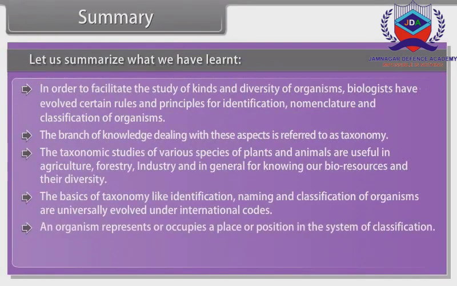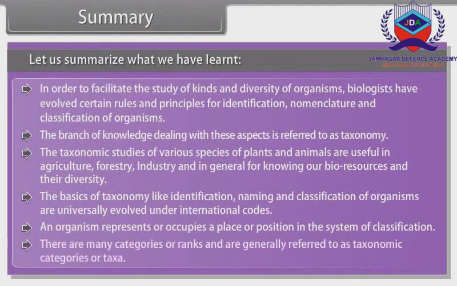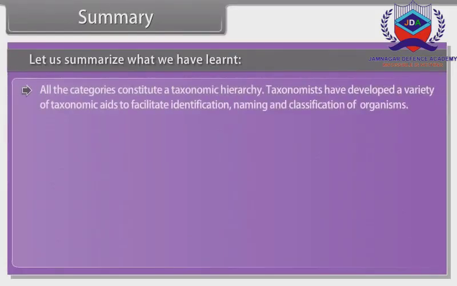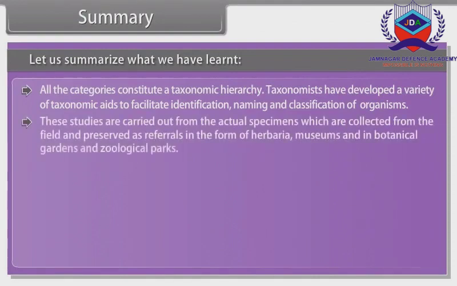An organism represents or occupies a place or position in the system of classification. There are many categories or ranks and are generally referred to as taxonomic categories or taxa. All the categories constitute a taxonomic hierarchy. Taxonomists have developed a variety of taxonomic aids to facilitate identification, naming, and classification of organisms. These studies are carried out from the actual specimens which are collected from the field and preserved as referrals in the form of herbaria, museums, and in botanical gardens and zoological parks.